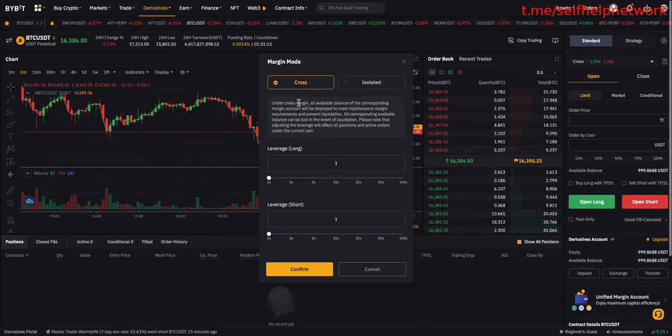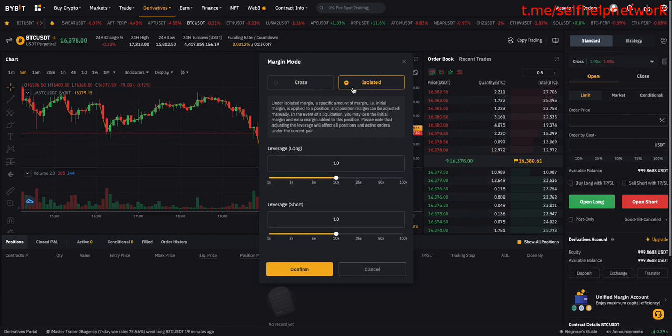So if you have USDT and USDC and Bitcoin and Ethereum, you have a sum of each, they will all be used to meet your maintenance margins, to prevent liquidation, and they can all be lost in the event of liquidation. Okay? So always be aware, if you use cross margin, your entire account is at risk.